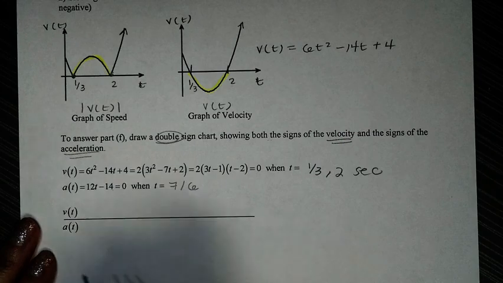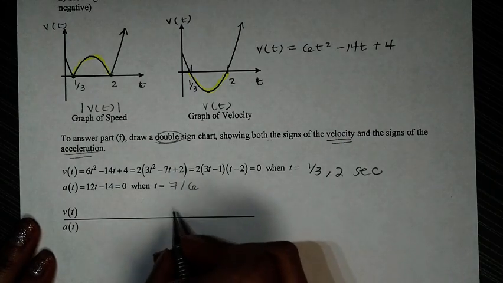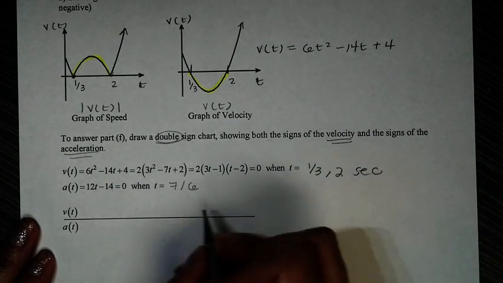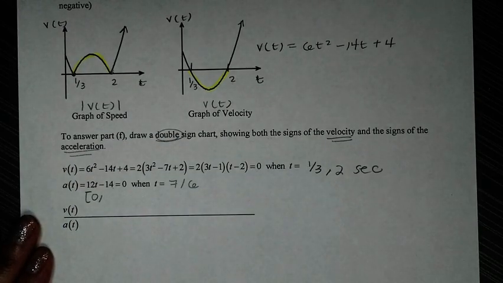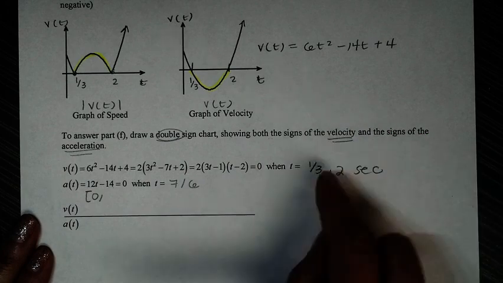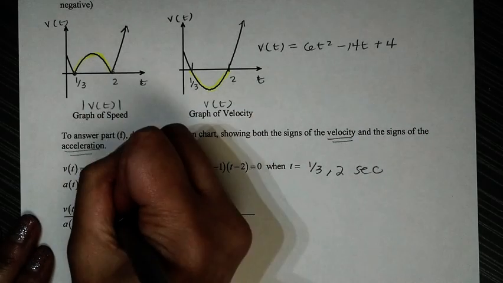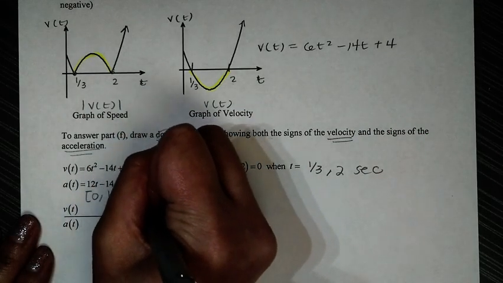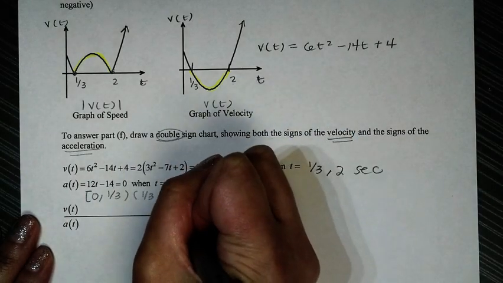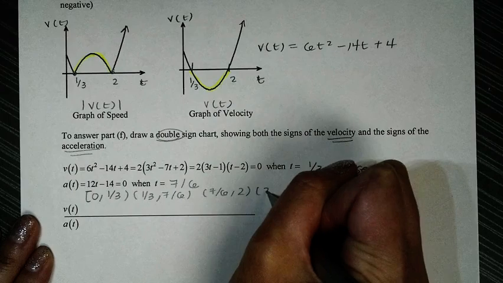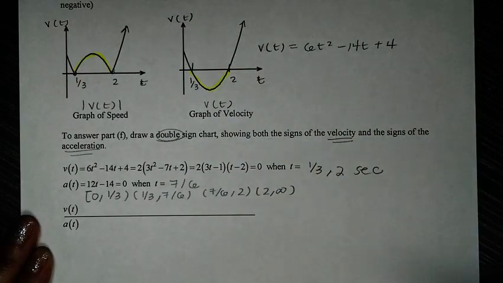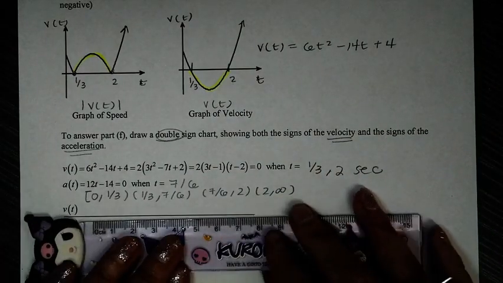Now, how can we build this famous double chart? What you're going to do is start at 0, because that's pretty much the domain of my situation. Then you select the smallest number, which in this case is 1/3. So then you have 1/3 to 7/6, then 7/6 to 2, and then to infinity. So this is the double chart. These are all the intervals that we're going to analyze.